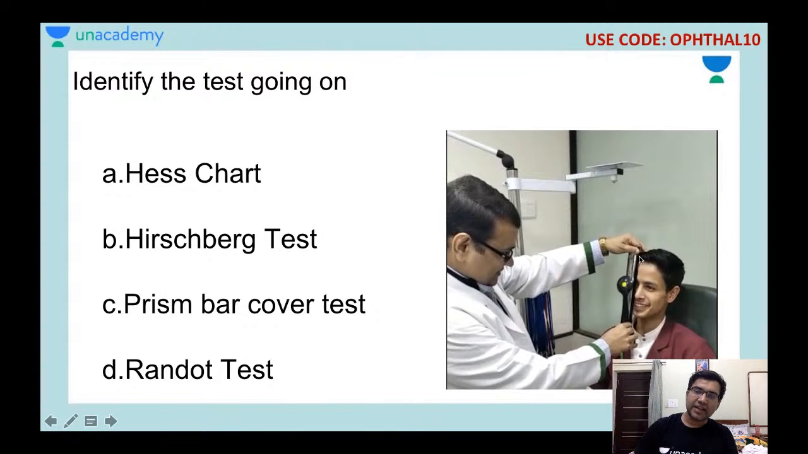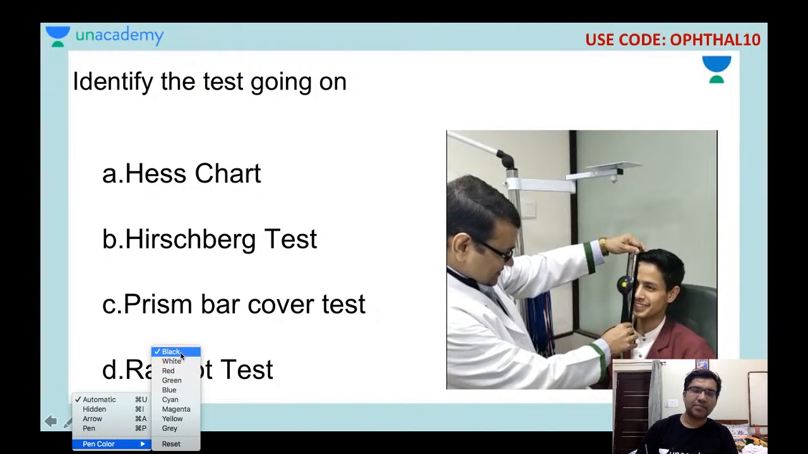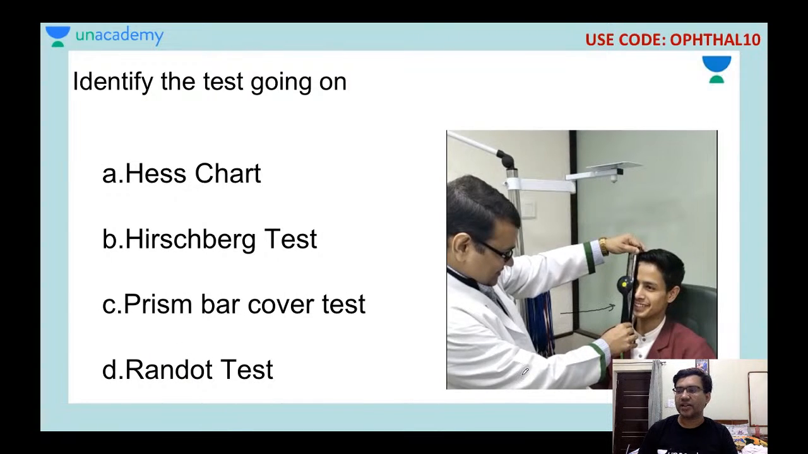You have seen that we have put a prism bar over the front of the eye, and then we are alternately occluding both eyes. We see the movement of the squinting eye, and then we try to neutralize it with the prism bar. This is a prism bar cover test which is going on. And where do I do a prism bar cover test? I do it for measuring the amount and type of squint.